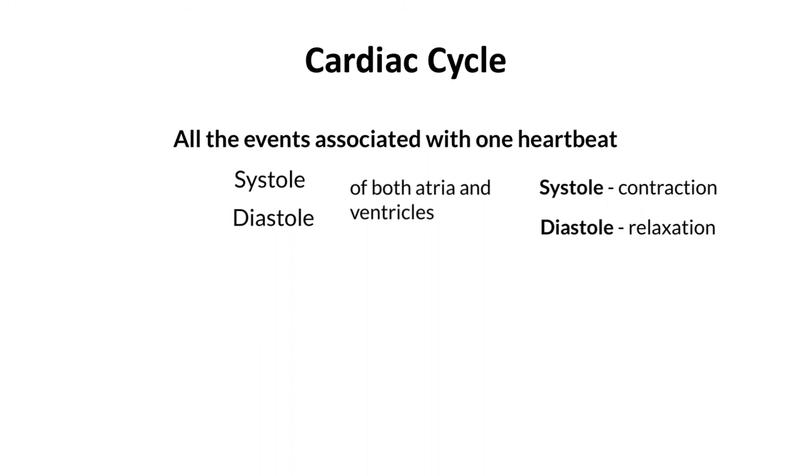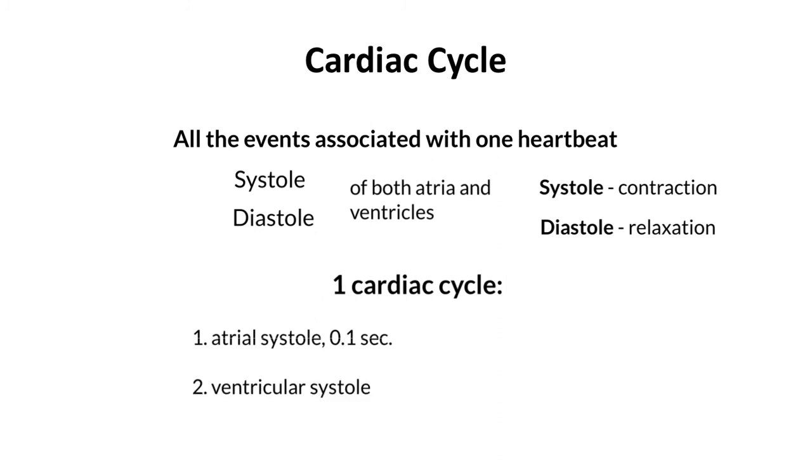In one cardiac cycle, there will be one atrial systole, which lasts about 0.1 seconds. This is where the atria are contracted while the ventricles are relaxed. Second will be ventricular systole, which lasts about 0.3 seconds, where the ventricles are contracting while the atria are relaxed.